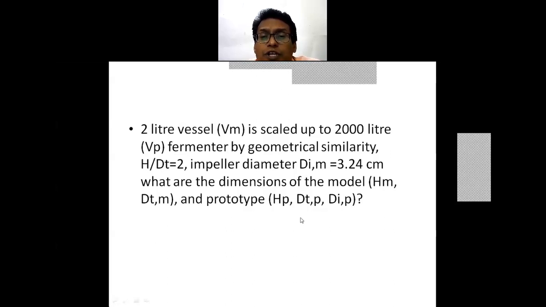That is, from 2 liter to 200 liter, and the diameter of the impeller for the model is given as 3.24 centimeter, and you have to calculate the height of the model as well as the diameter of the tank of the model.